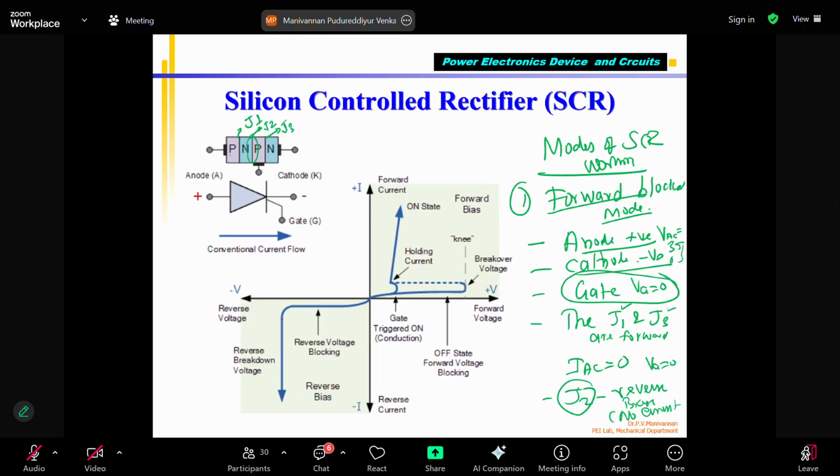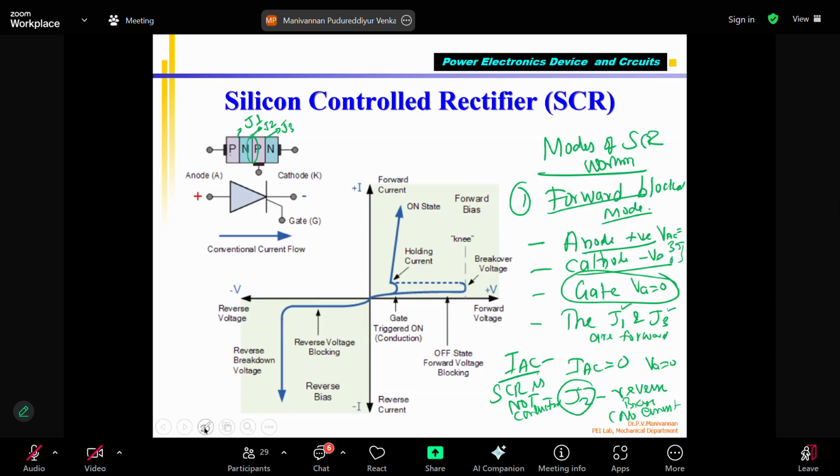Anode voltage is applied, but the gate voltage you are not giving, so IAC will be 0. So I say that my SCR is not conducting. That's why it is called the forward blocked mode. It is ready for conduction, anode to cathode current is ready to flow, but you have not given the gate permission. So this condition is called the forward blocked condition.